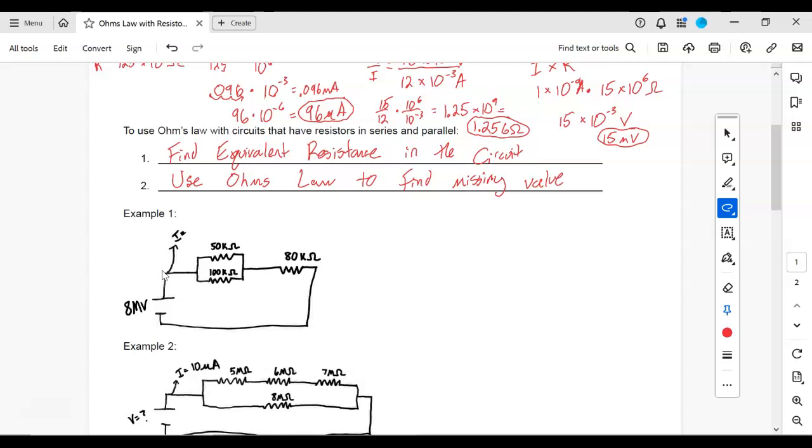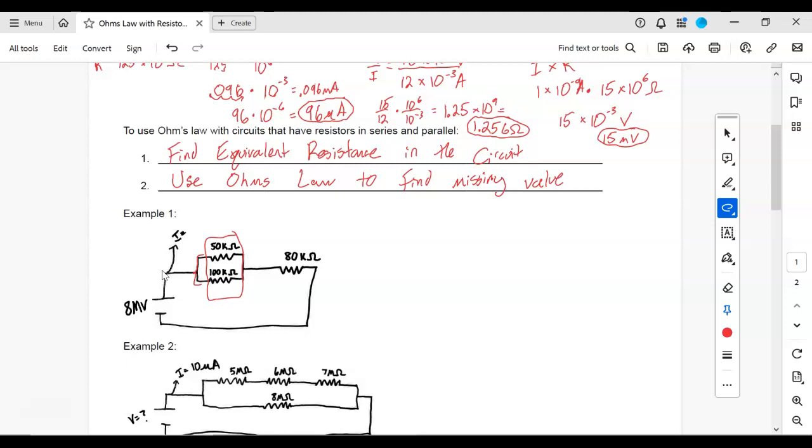If we're looking at example 1 here, you can see that we're trying to find this current. In order to do that, we're going to have to use Ohm's law, voltage divided by resistance. But before we can do that, we have to find what the equivalent resistance is in this circuit. So first thing I'll do is add these resistors in parallel, because we have two different branches that we could be going down.